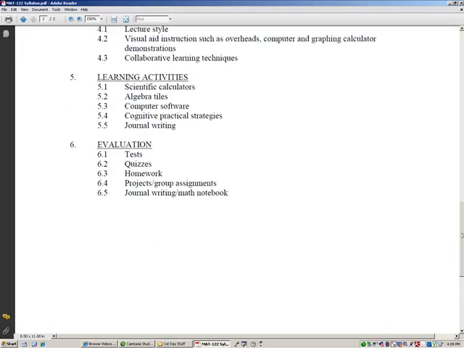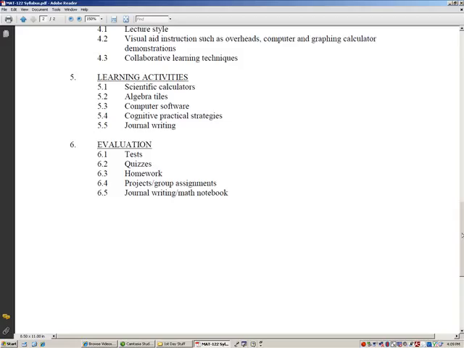I have no idea what algebra tiles are. That's been on the syllabus for years, and nobody can tell me what they're for. I assume at some point when these get revised, that will be removed. Computer software is just the nature of the world these days. Cognitive practical strategies, that's the kind of thinking things through that we do.